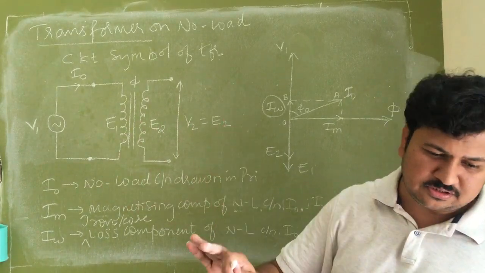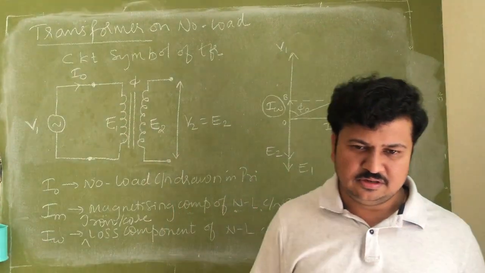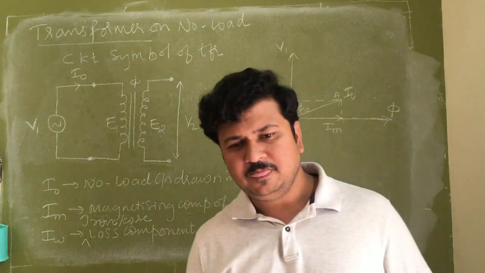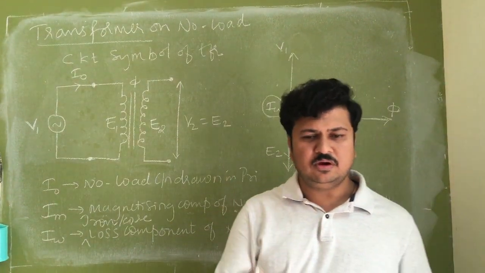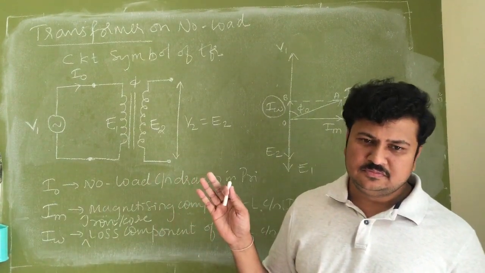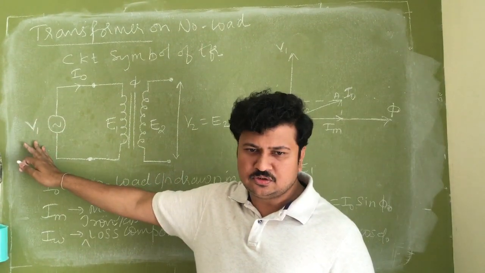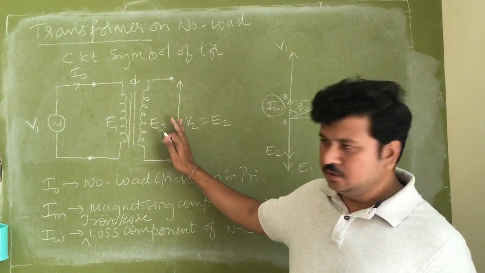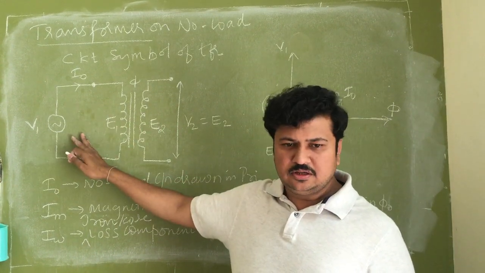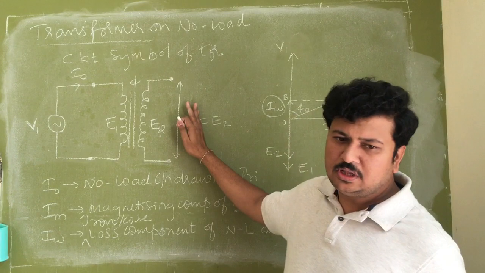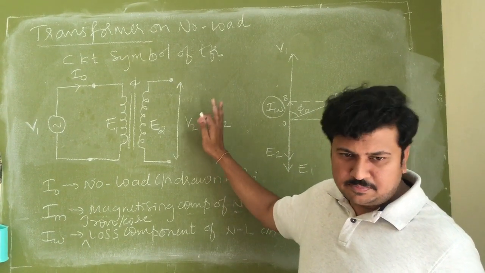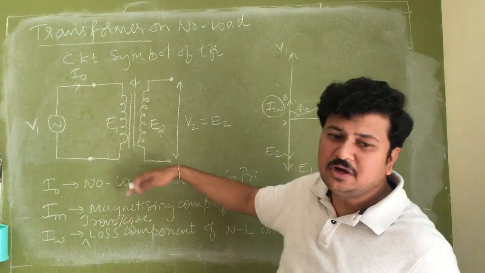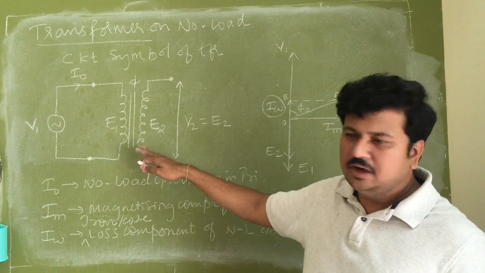Law of conservation of energy, the first law of thermodynamics. What does it say? Energy can neither be created nor destroyed, but can only be transferred from one form to another. So I am not creating any energy at the source, nor destroying any energy at the load. The total energy I give at the source is equal to the total energy I get at the load.